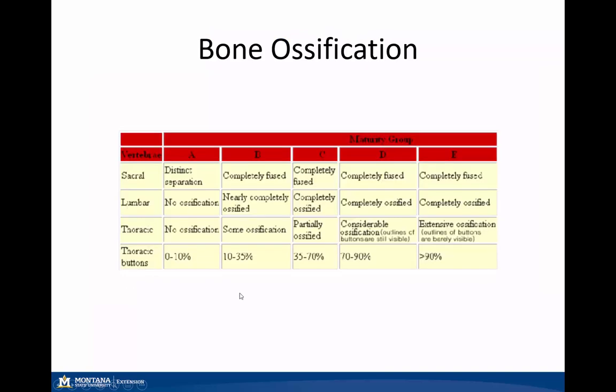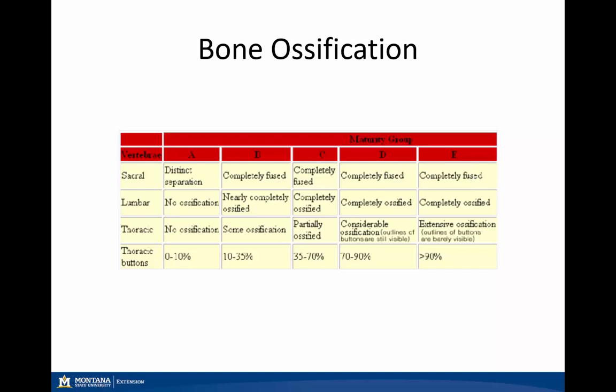Now, when we consider bone ossification, we're looking at the vertebra and the thoracic buttons. So those A maturity animals, no ossification can be seen, and we can see distinct separation between the sacral vertebra. And as we increase in maturity, you will see greater ossification, and those sacral vertebrae have become completely fused.